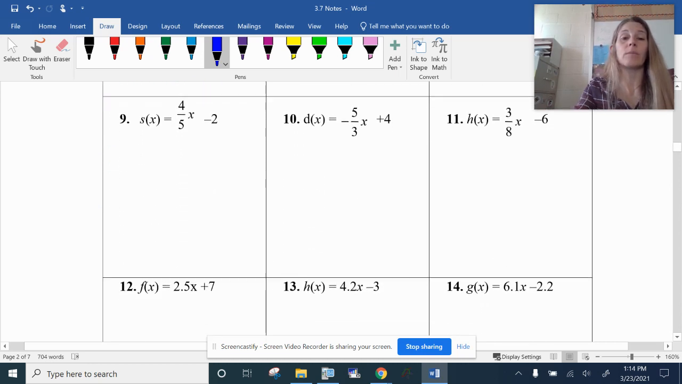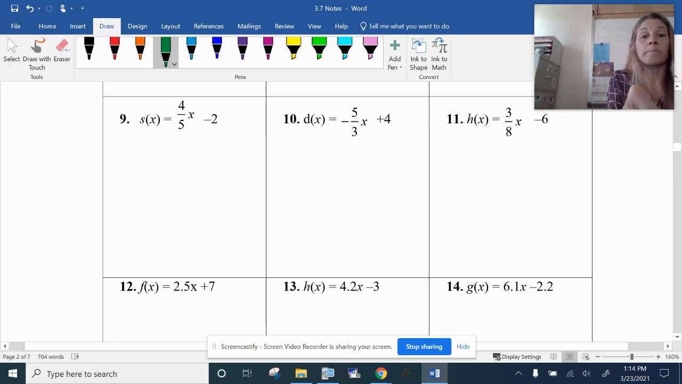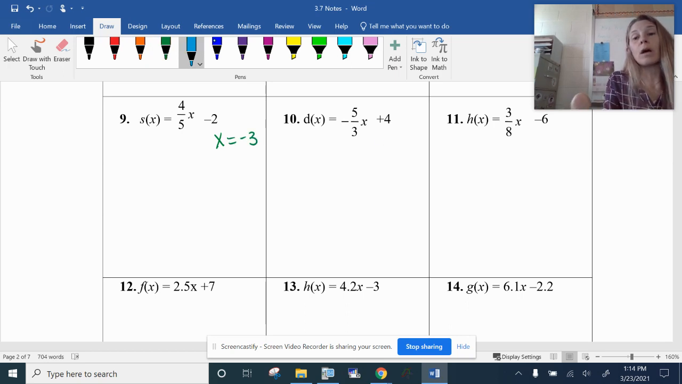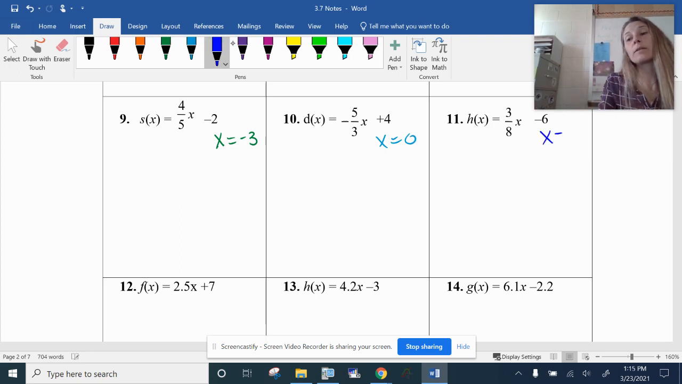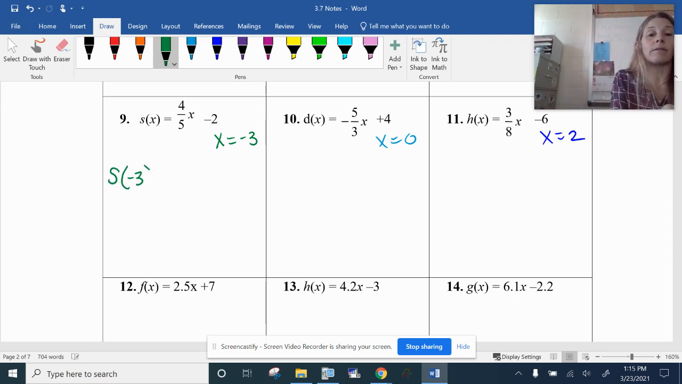Okay, so let's do a couple more, but we'll use the fractions just because we always need extra practice there. I'm going to use x equals negative 3 for this problem. I'll do x equals 0 for number 10, and x equals 2 for number 11, just to give an example for each.